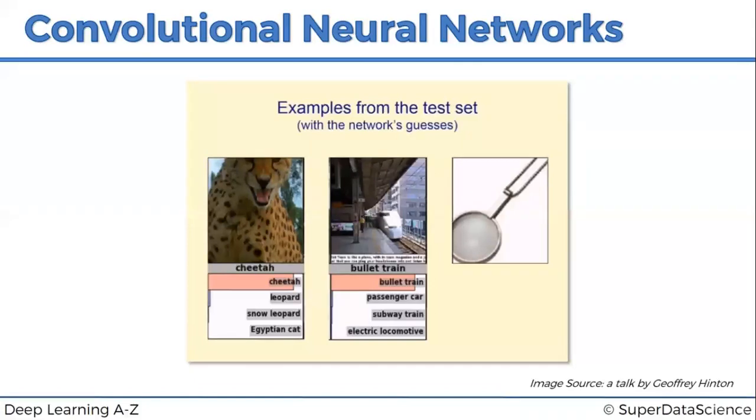There are a couple of options, right? It's not very clear what it is. It could be a frying pan, it could be a magnifying glass, it could even be a pair of scissors, some might say. Well, the neural network said it was a pair of scissors. But you can see how you can go wrong here.